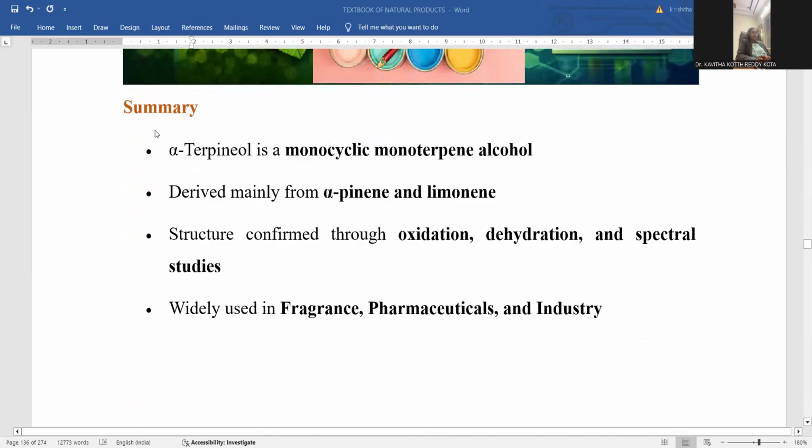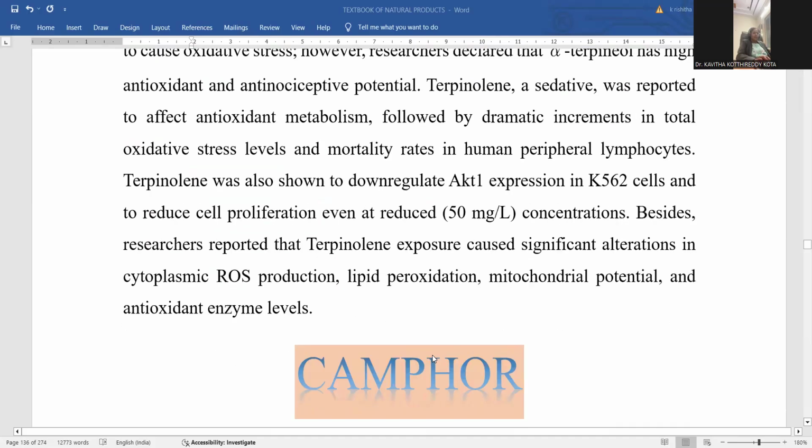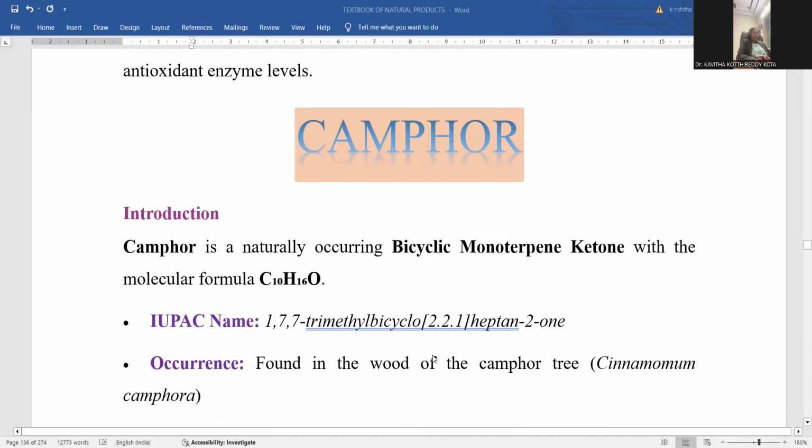In summary, it is a monocyclic monoterpene, derived mainly from alpha pinene and limonene, either compound taken as a starting precursor in order to synthesize it. The structure was confirmed by the oxidation process, dehydration, and spectral analysis as well. Chemical analysis and spectral analysis together worked to confirm the structure. It is widely applied in fragrance, pharmaceuticals, and even for industrial purposes. So this is the way we conclude the session.